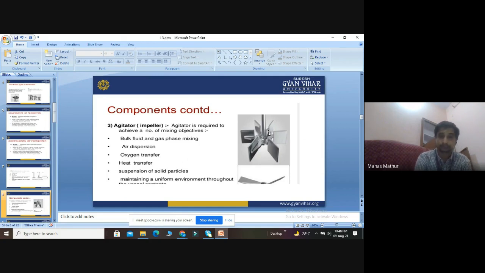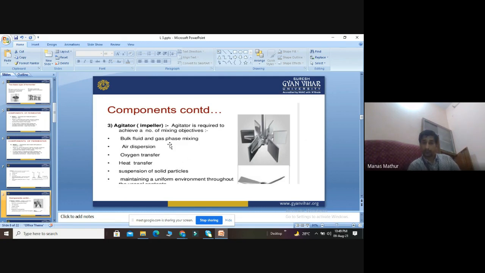First is bulk fluid and gas phase mixing. Then there should be dispersion of air. Next roles are oxygen transfer, heat transfer, and suspension of solid particles.